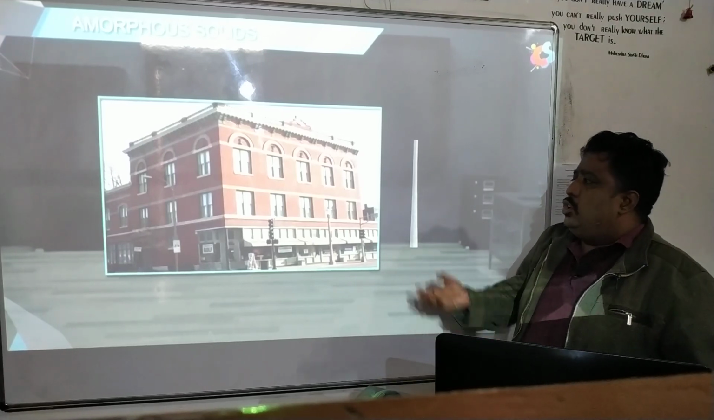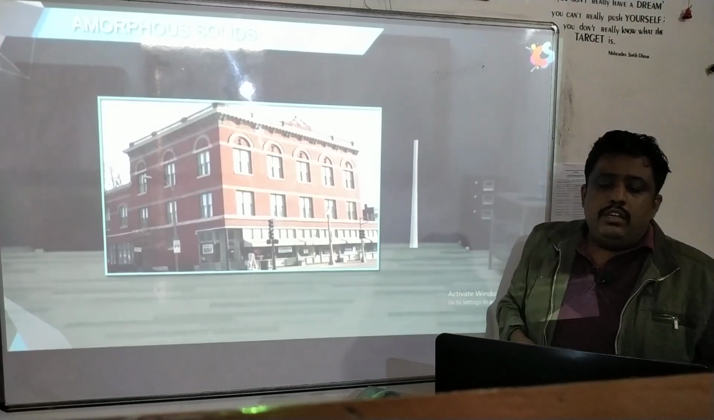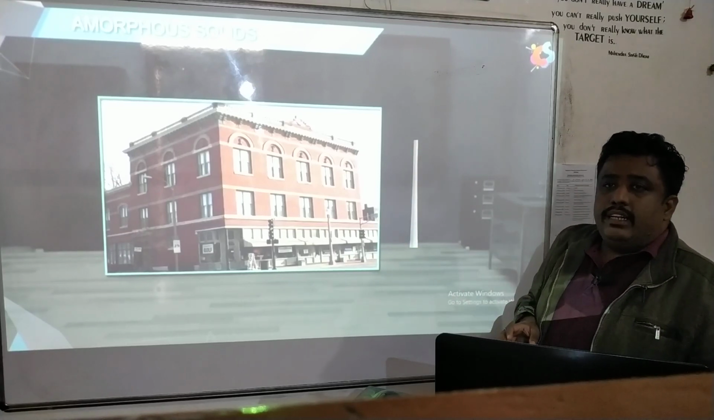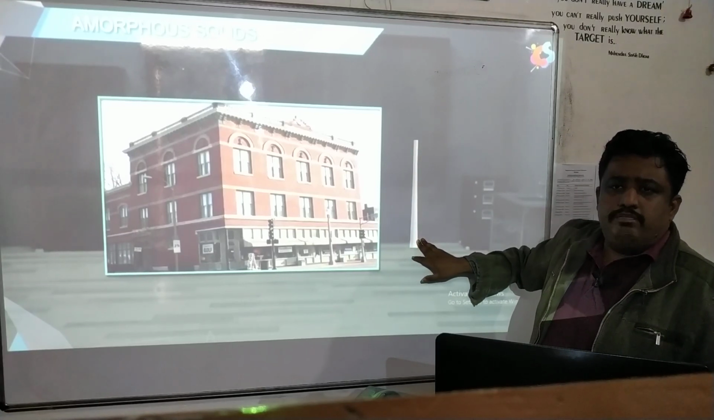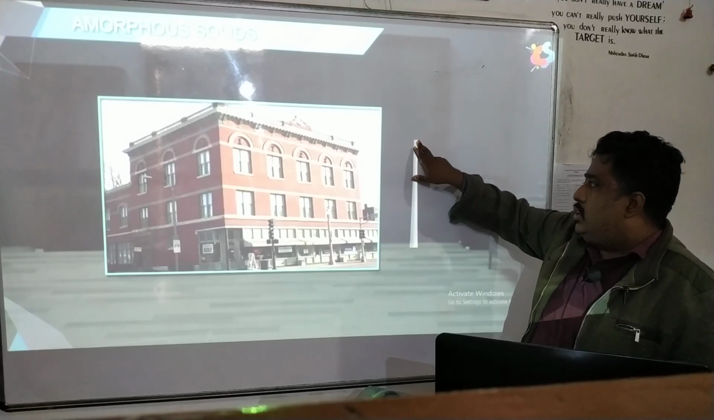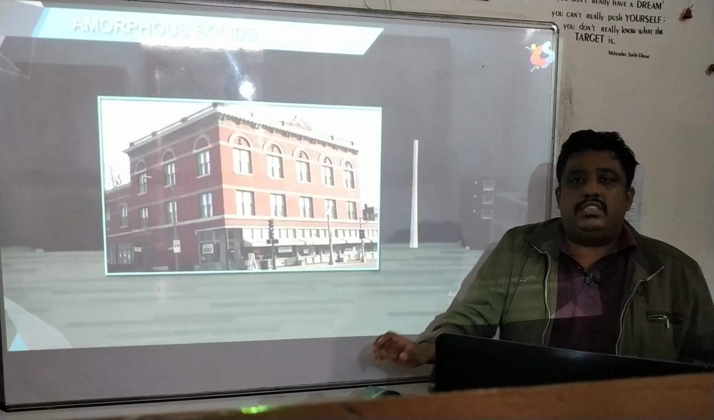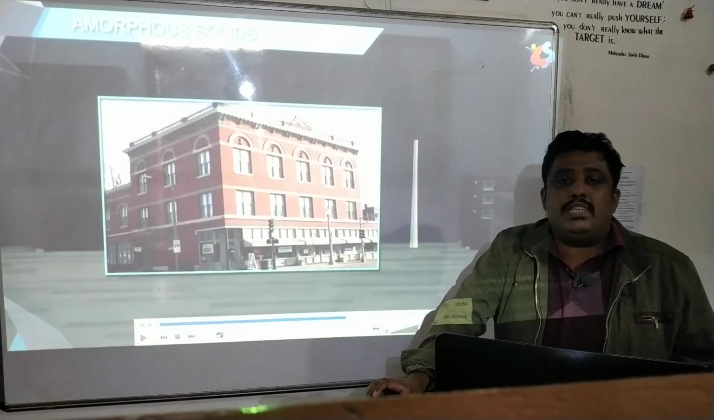In every building, in all the glass panes in your homes, you find that the glass panes are thicker at the bottom compared to the top. As you come from top to bottom, the bottom layer of the glass is thick. There is some scientific reason for that.